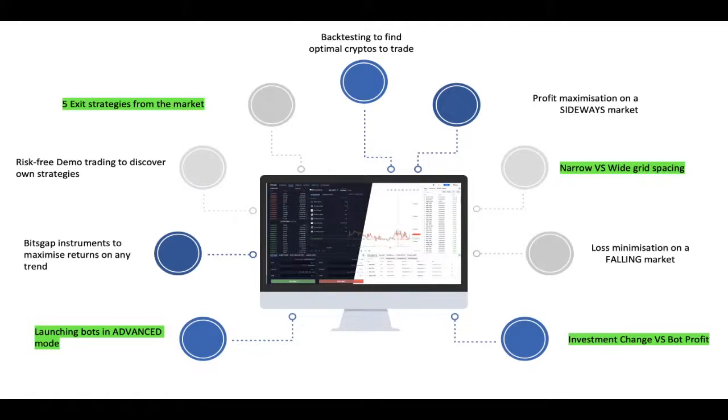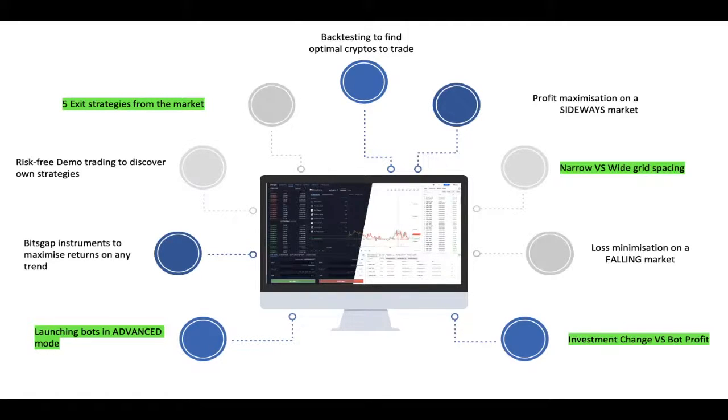And the fourth topic is what makes a difference between investment change and the bot profit, what unites them. Basically these are 2 key metrics that you must be aware of and how to use them.